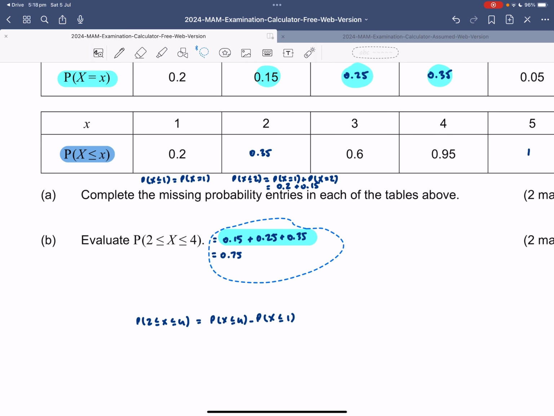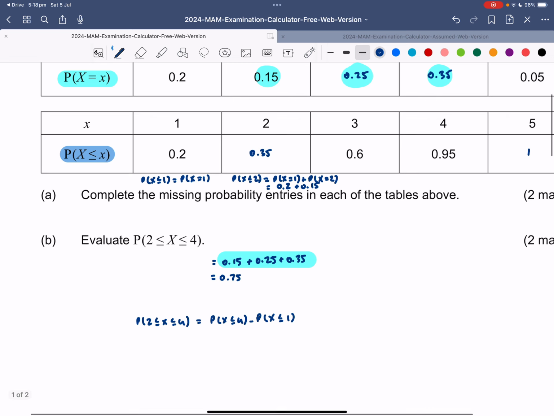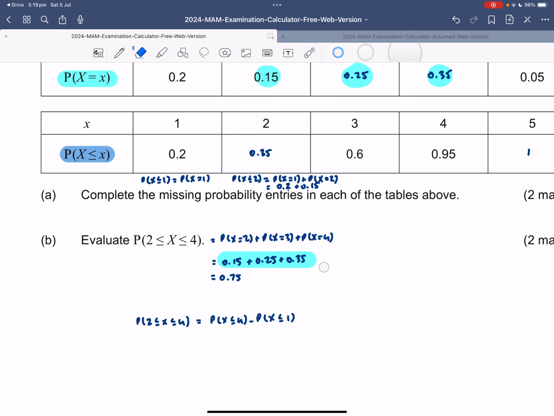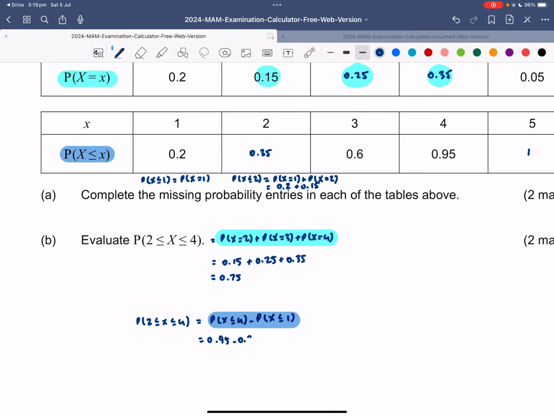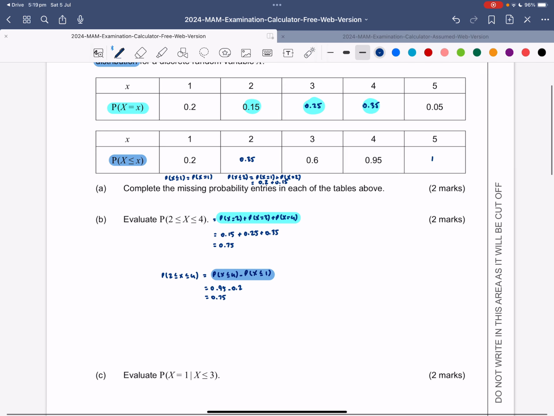If I was to show even more working, again, this question's worth no marks for the working out, but over here I did the probability that x was 2 plus the probability that x was 3 plus the probability that x was 4. I used the original probability distribution and added up those three numbers. I can also use the cumulative function and work out the probability that x is less than or equal to 4 minus the probability that x is less than or equal to 1. So 0.95 minus 0.2 also leaves us with 0.75. So there you go, two ways of doing that, up to you which way you pick.